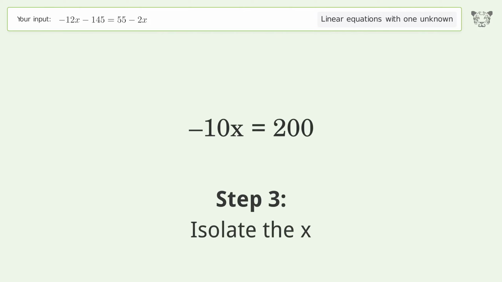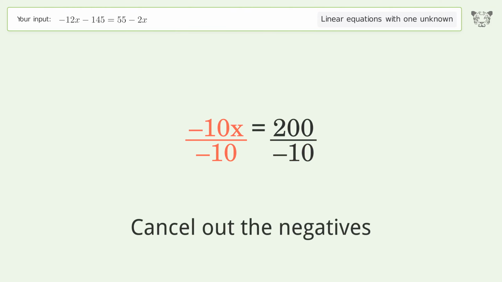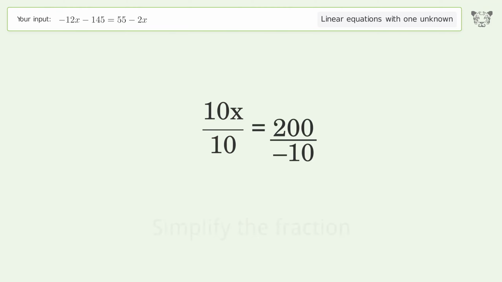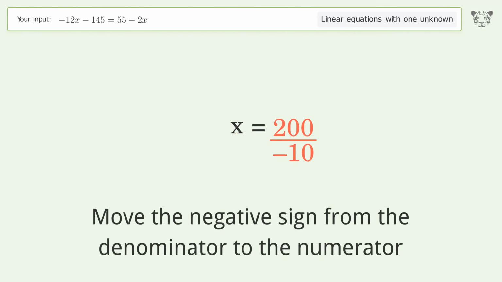Isolate the x. Divide both sides by negative 10. Cancel out the negatives. Simplify the fraction. Move the negative sign from the denominator to the numerator.